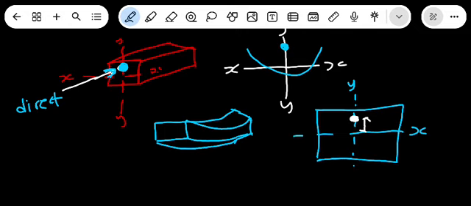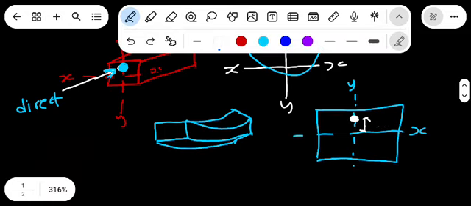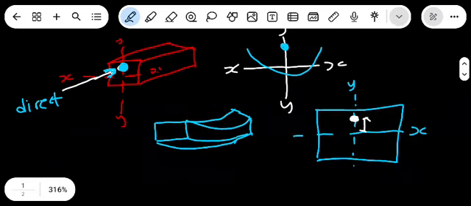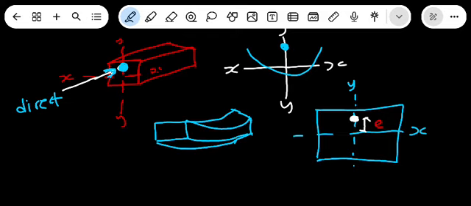We call it the distance e. We call it eccentric force. It's the force that causes the bar to bend. In a lot of textbooks it is denoted by e. It causes the bar to bend. It's a certain distance that should be applied so that the bar will bend. We call that eccentric force.